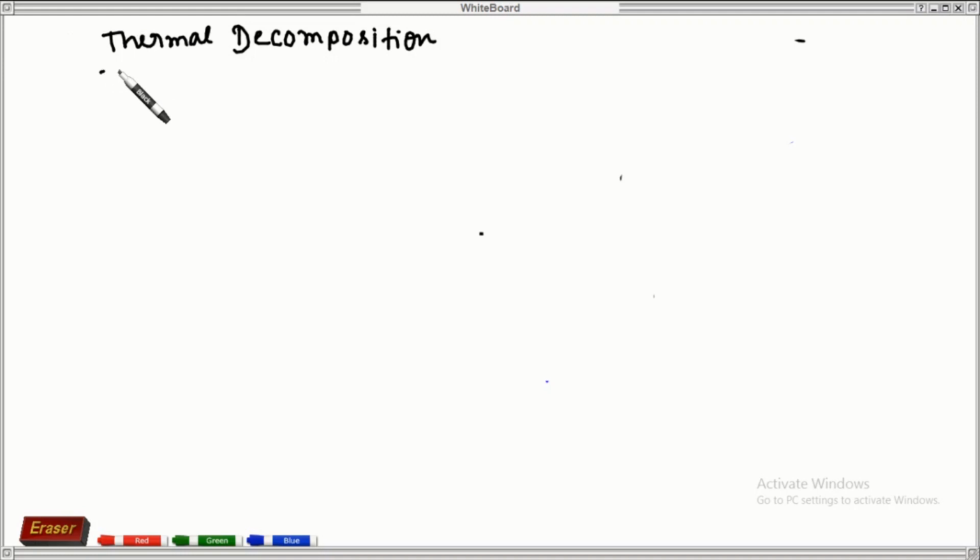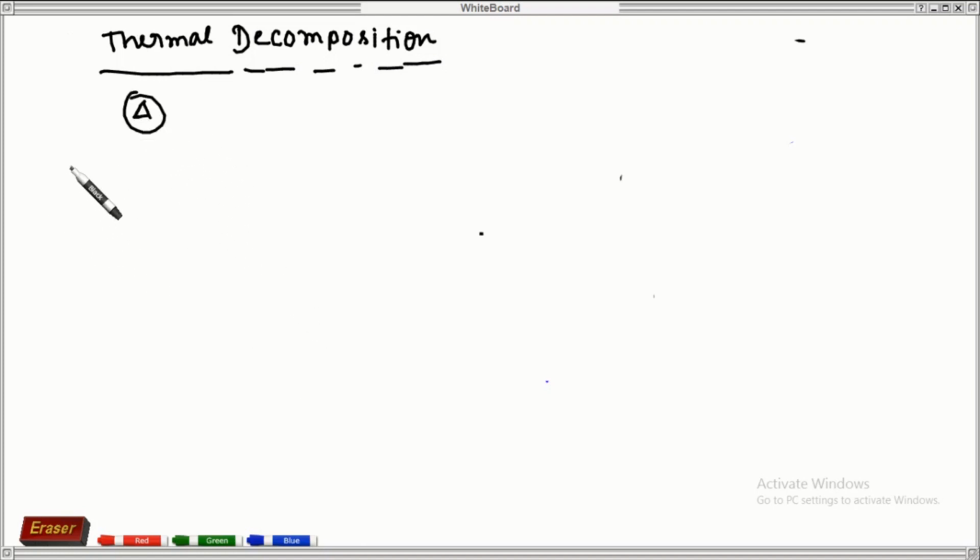Thermal decomposition means what we need? We need heat energy. We can represent heat like this sign. This is called a delta sign. This one we use for heat. So I'm using this sign here.